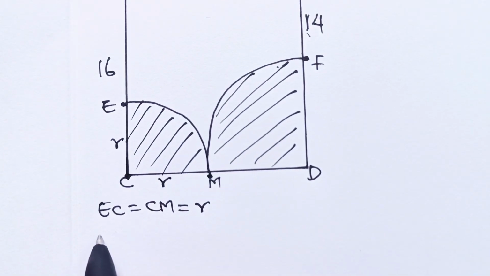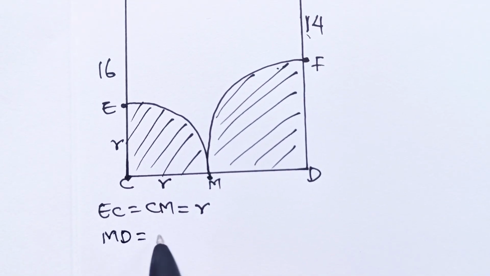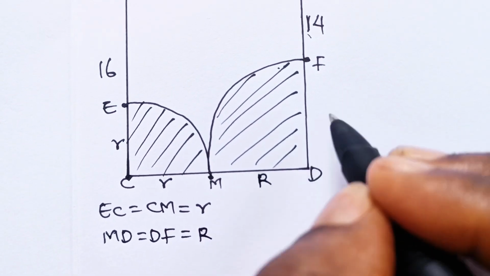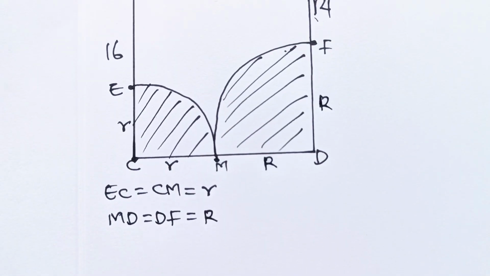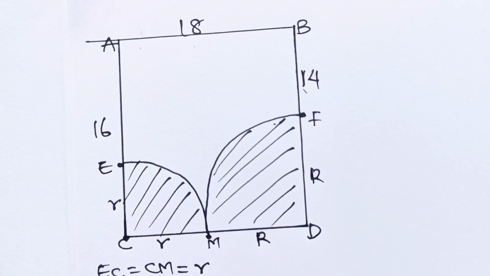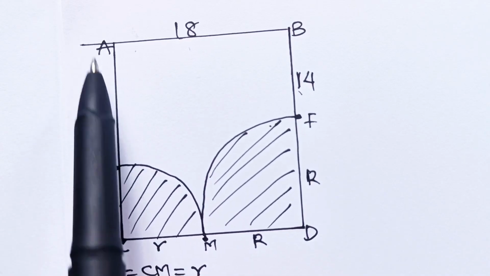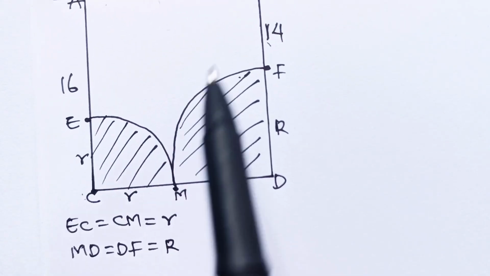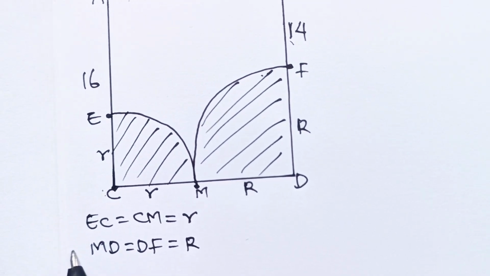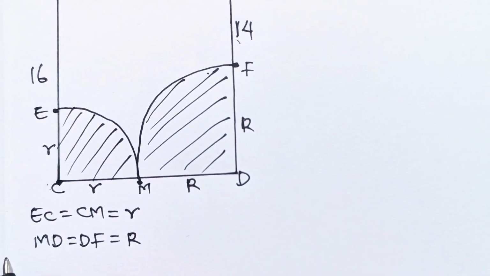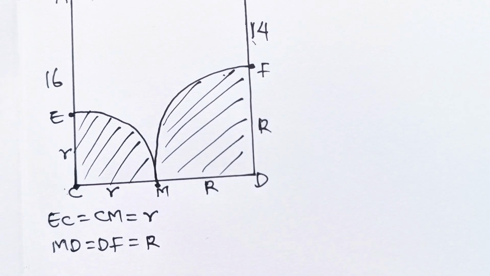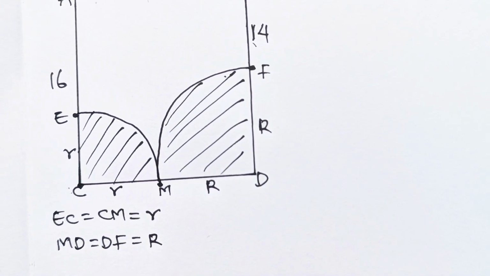Similarly, MD should be equal to DF. Let's call it capital R. So this is capital R and this is capital R. Now I want you to remember that A to C should be equal to B to D because this is a rectangle, right? I want to check how wide this is. Okay, all right, let me zoom it in a bit.